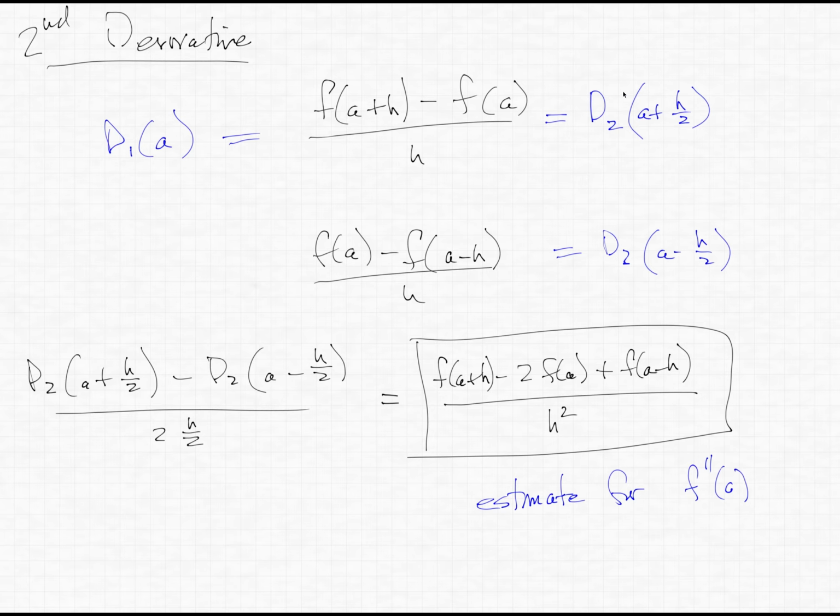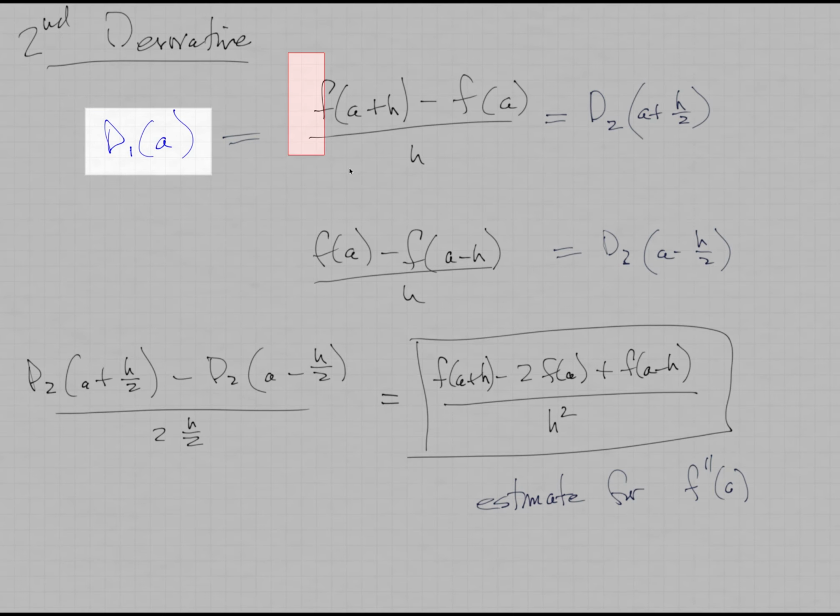Well, let me go back to that first naive formula, d1, right? d1 of a, that was f of a plus h minus f of a over h. And we saw that this was not the best estimate for the derivative f prime of a. However, if you think about it, it is a good estimate for the derivative not at a, but at a point right between a and a plus h, right?